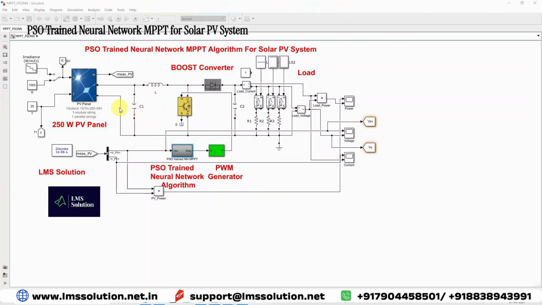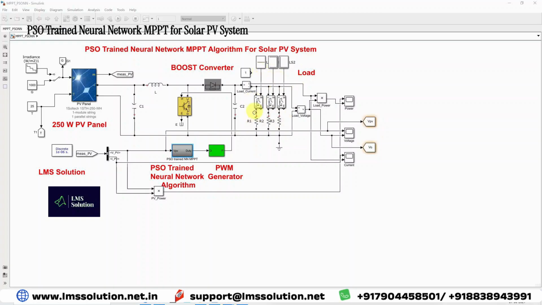We need to check the performance of the system. Here we have to consider two conditions. One is we have to consider change in load condition. You have to change the load every 0.3 second. For that you have to implement three loads and they are connected via an ideal switch. The switch can be turned on and turned off every 0.3 second.